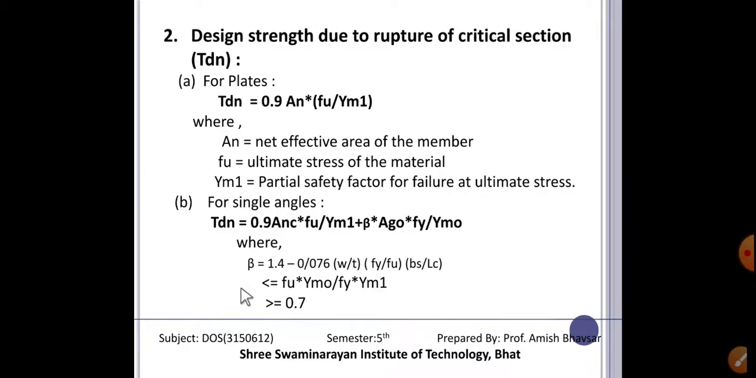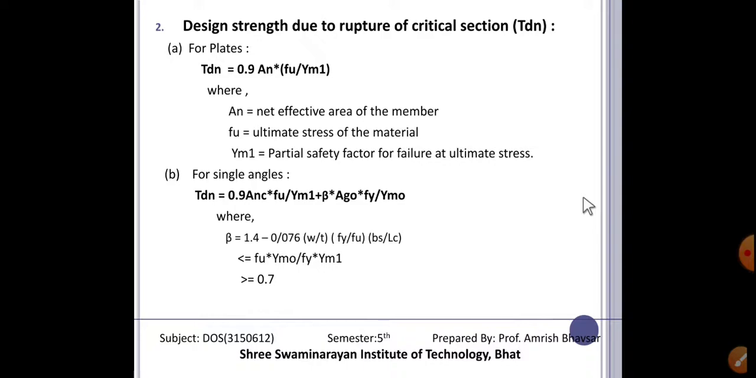For that beta, the equation of this beta is 1.4 minus 0.1206 W by T into Fy upon Fu into Bs upon Lc. This equation gives us some value of beta that must be less than the limit of this equation and greater than 0.7. Clear? So refer to IS 800, page number 32 over there, 33 over there for this.